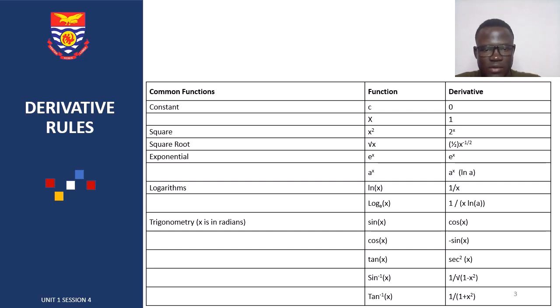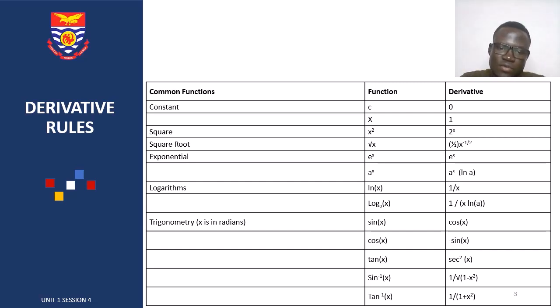And when we look at logarithms, the derivative of the natural log of x will always give us 1 over x. The derivative of any logarithm base a of x will give us 1 over x multiplied by the natural log of a. Then trigonometry, that is looking at the sine, cosine, and tan.